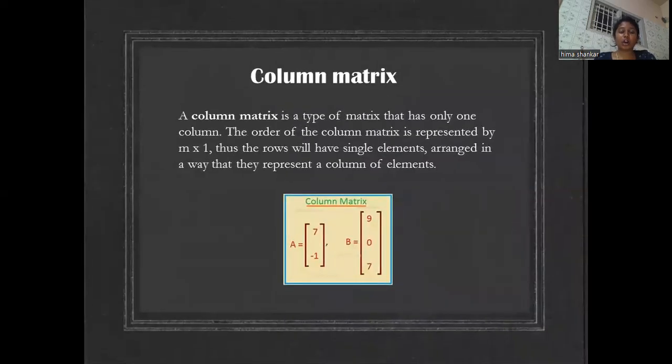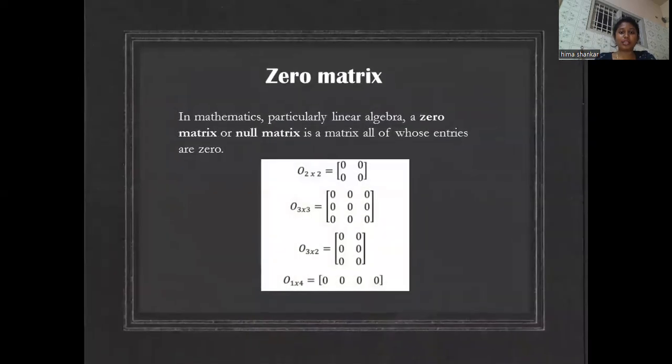Column matrix. A column matrix is a type of matrix that has only one column. The order of the column matrix is represented by m into 1. Thus, the column will have single elements arranged in a way that they represent a column matrix. Zero matrix. In matrices, particularly in linear algebra, a zero matrix or null matrix is a matrix all of whose entries are zero.